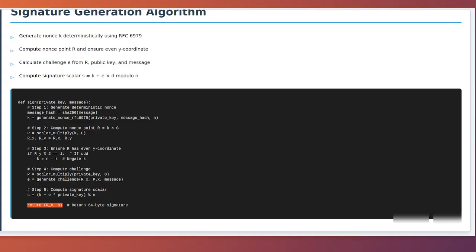One beautiful property of Schnorr signatures is their linearity, which enables advanced cryptographic protocols like signature aggregation and threshold signatures, though we won't delve into those extensions in this presentation. The generated signature is deterministic when using RFC 6979, meaning signing the same message with the same key will always produce the identical signature, which can be useful for testing and debugging.